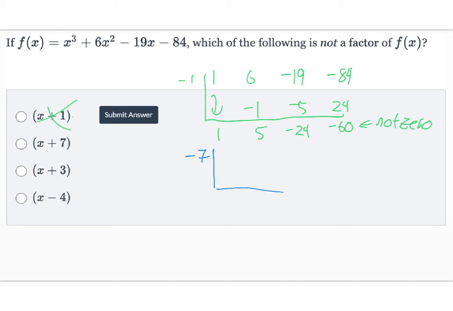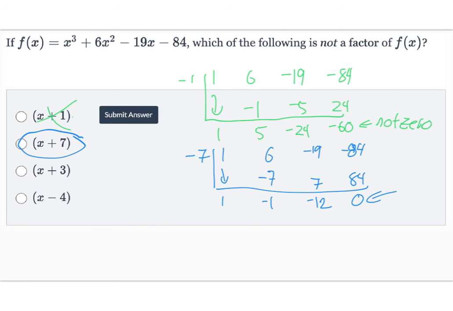Negative 7. 1, 6, negative 19, negative 84. That gives me negative 7, negative 1, positive 7, negative 12, positive 84, and 0. That's our factor. The big idea is that if we plug a number in and we get 0 as an answer, it's the same thing as showing that whatever that is the 0 of, in this case x plus 7, would be a factor.